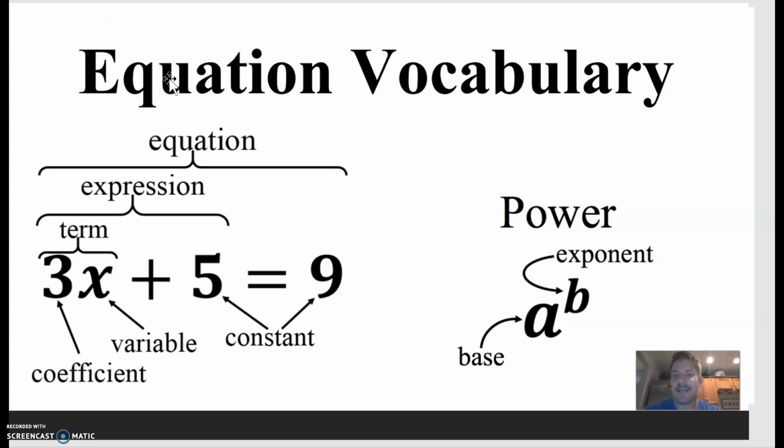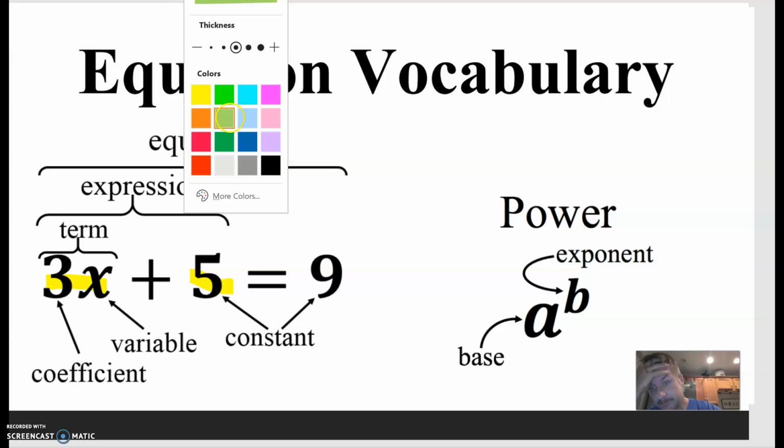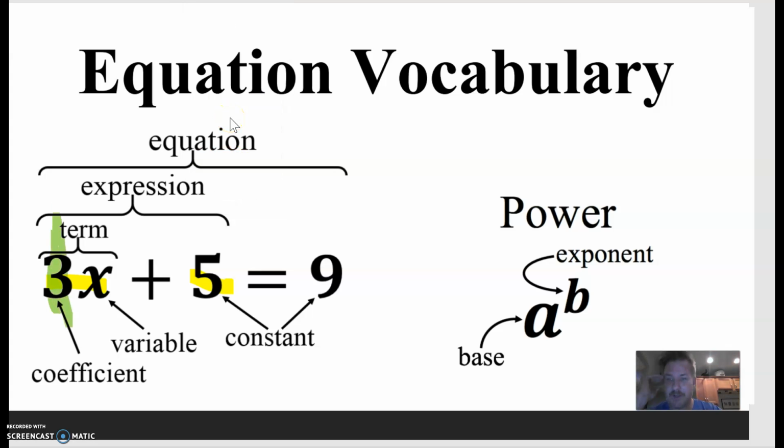Now, when we look at an equation, anything that is being added together is what we call a term. If you notice, 3x and 5 are being added together, so we would call those terms. In a term, the number value is called a coefficient. That's the number that's being multiplied with a variable. A variable is anything that we can't determine. If we don't know what the value is, we'll use a letter to represent the variable. If it's just a term by itself without a variable, that's called a constant.